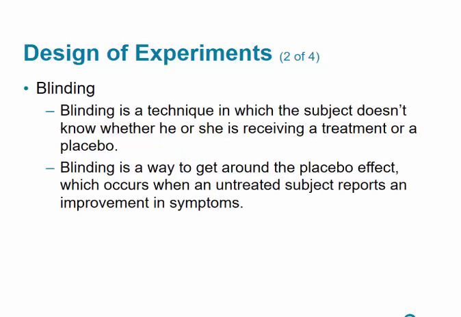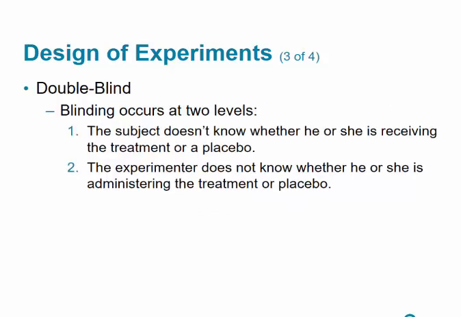The next thing is blinding. Blinding is a technique in which a subject doesn't know whether he or she is receiving a treatment or a placebo. Blinding is a way to get around the placebo effect, which occurs when an untreated subject reports an improvement in symptoms. Another thing is a double blind. Double blind occurs at two levels. The subject doesn't know whether he or she is receiving the treatment or the placebo, and also the experimenter doesn't know whether he or she is administering the treatment or the placebo.